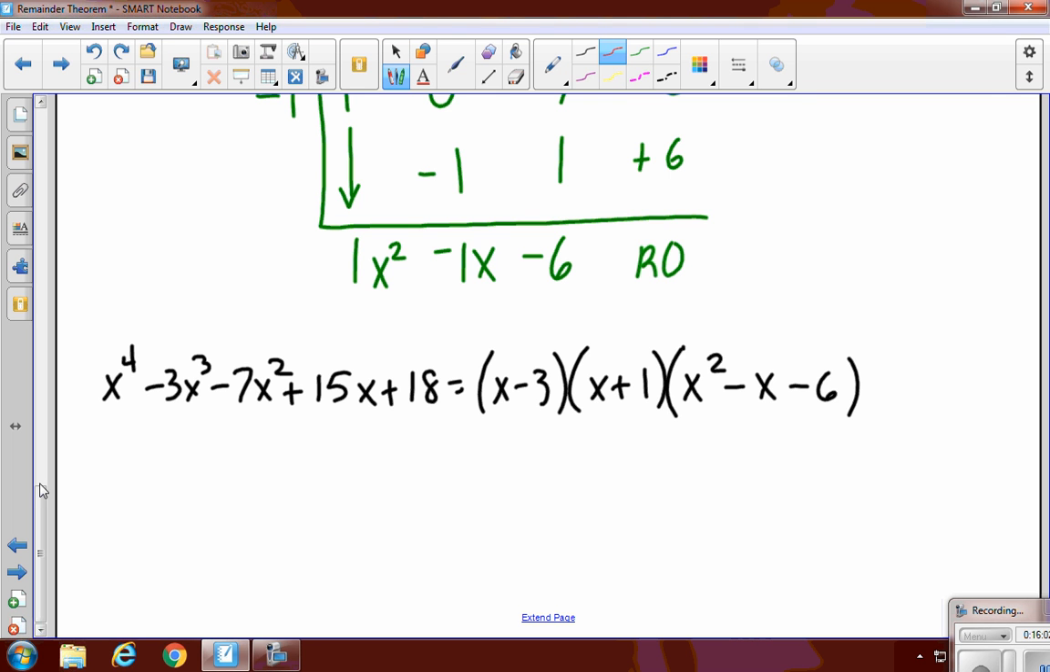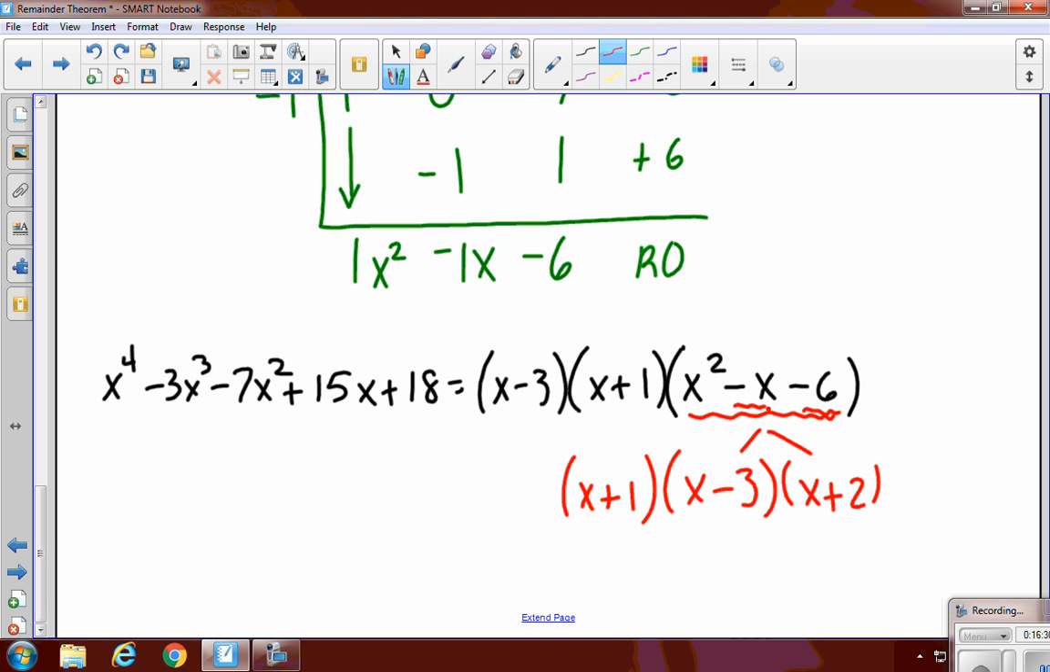So now we examine this last thing and say, can it be factored? Well, this is a quadratic from grade 10. And we got to look at it and say, basically, what are two numbers that multiply to negative 6 and add to a negative 1? To factor that, that is x minus 3 and x plus 2. That's the factors of this. That's grade 10. We have x plus 1.